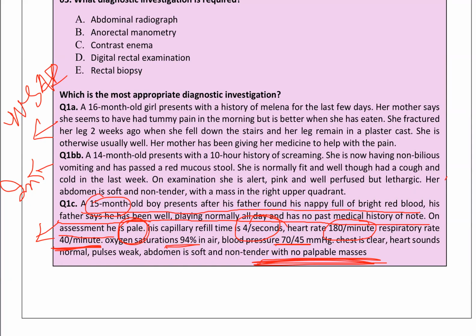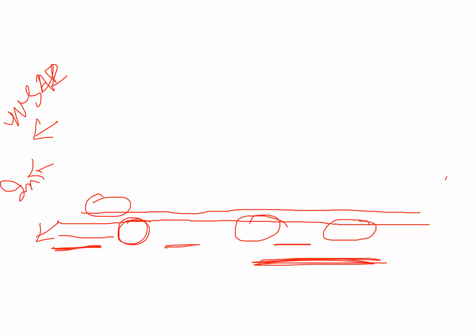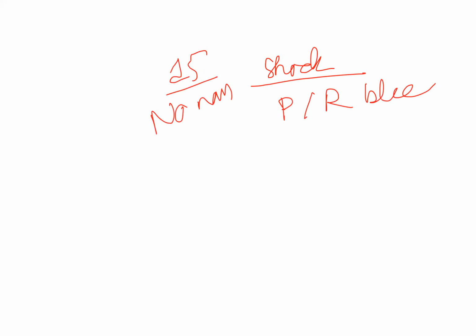So we can just summarize the third scenario, then it will be easier for you. If you just see here, you will get some shock features. Shock features, okay. Along with what other things? It is 15 months. There is no mass, but shock features, and there is per rectal bleeding. Yes, so I said shock.